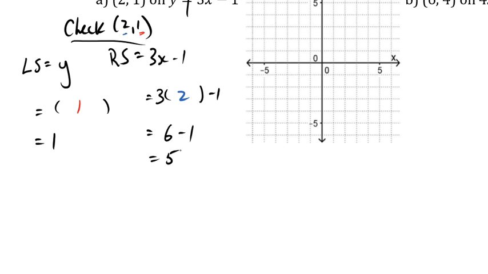How many people got 1 on the left side and 5 on the right side? Okay, good. A few of you at least. Good. Very good. So what does that mean? Can somebody interpret that for me? Vanessa, what do you think that means?